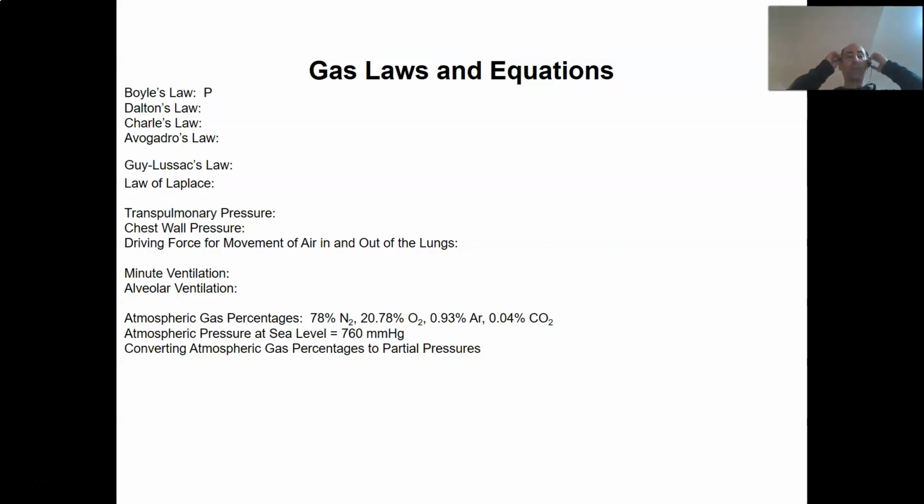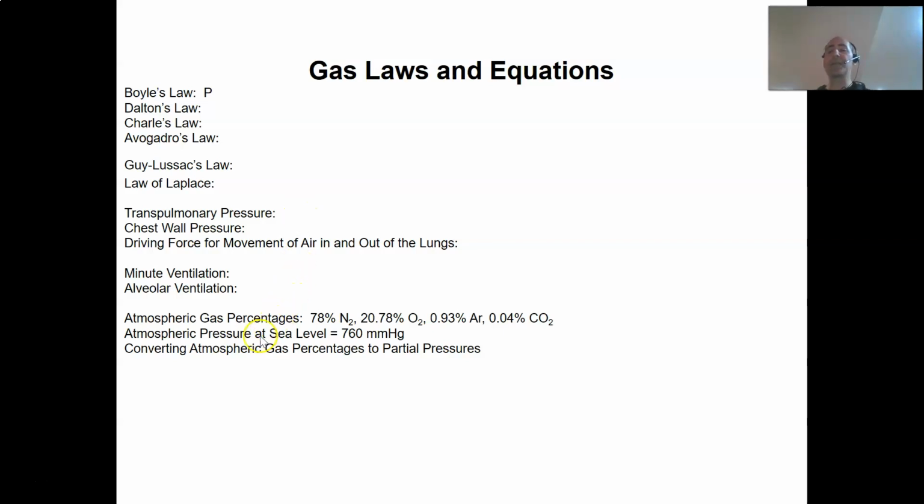One of the things you're going to have to do in this chapter early on, much like the cardiovascular system, is go through and review from basic chemistry, basic laws. Some of these we'll review as we go through the lecture: Boyle's law, Dalton's law, Charles' law, Avogadro's law, Gay-Lussac's law, law of Laplace. That may be a new one for you. We're going to talk about what transpulmonary pressure means, chest wall pressure, driving force of movement of air in and out of the lungs. What's the difference between minute ventilation and alveolar or pulmonary ventilation?